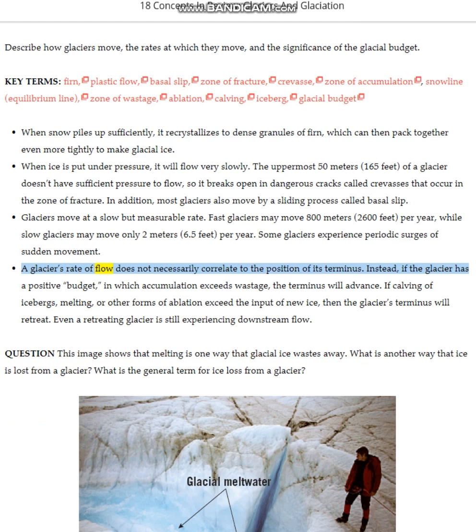A glacier's rate of flow does not necessarily correlate to the position of its terminus. Instead, if the glacier has a positive budget, in which accumulation exceeds wastage, the terminus will advance. If calving of icebergs, melting, or other forms of ablation exceed the input of new ice, then the glacier's terminus will retreat. Even a retreating glacier is still experiencing downstream flow. Question: this image shows that melting is one way that glacial ice wastes away. What is another way that ice is lost from a glacier? What is the general term for ice loss from a glacier?